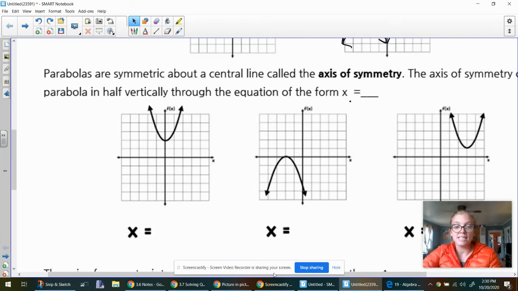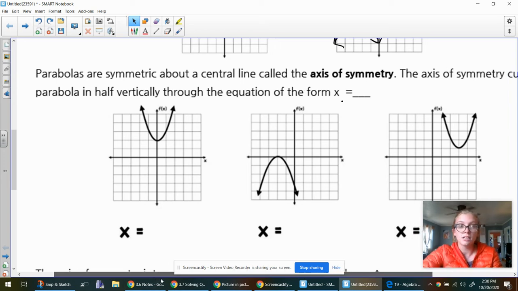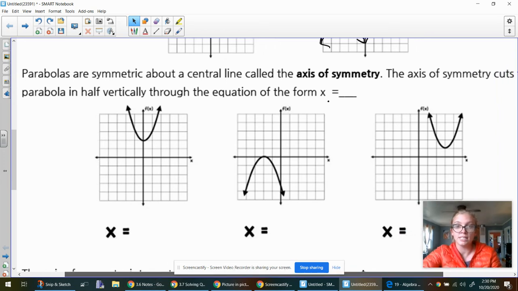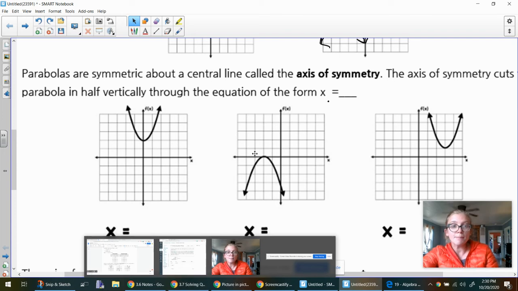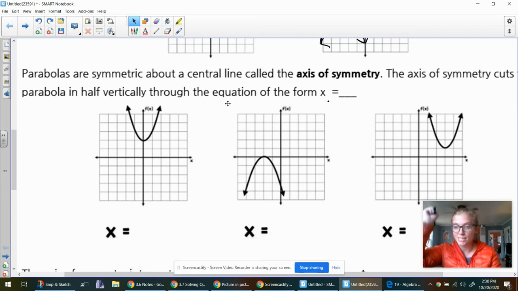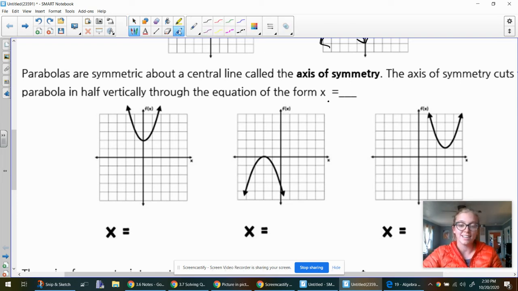The last piece of information about the pieces of a parabola that we need to know is that parabolas are always symmetric. That means we can split them directly in half vertically. And they are symmetric around a central line called the axis of symmetry. So the axis of symmetry is a special line that divides the parabola in two, and it's always in the equation x equals something. That's because in vertical lines, the x value never changes.